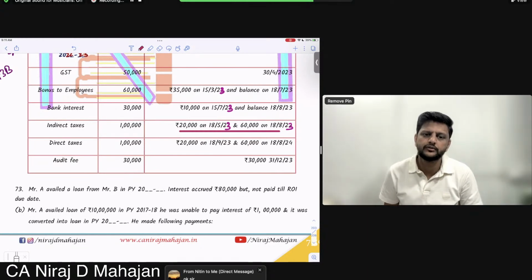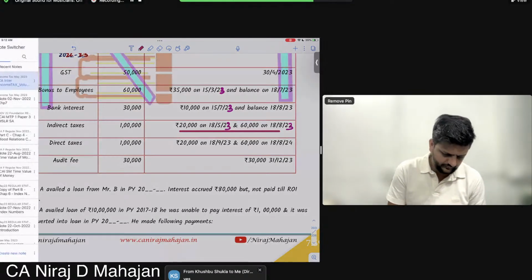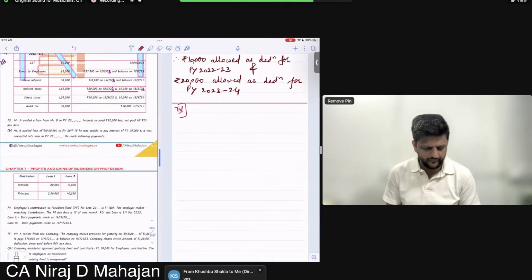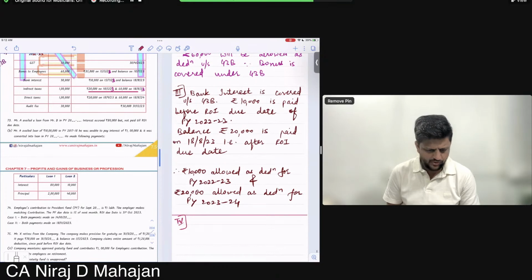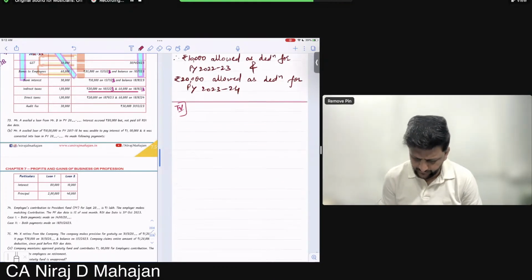Understood? Good. Write down. Point number 4, or whatever, case number 4. Indirect taxes.